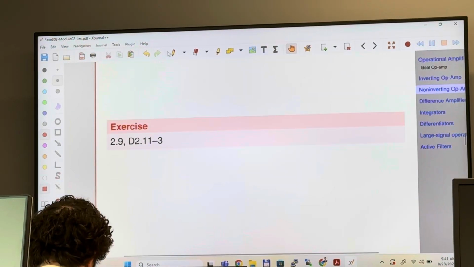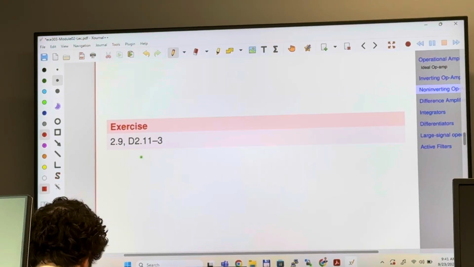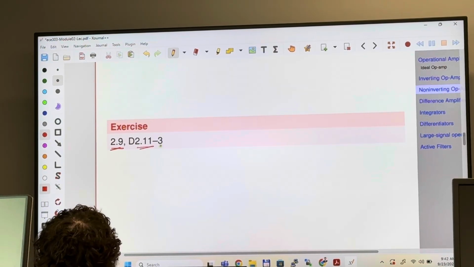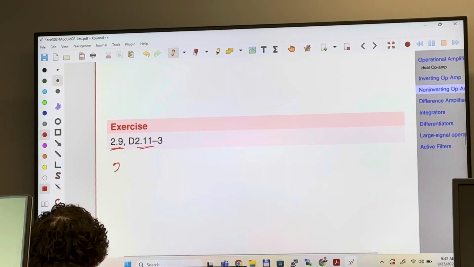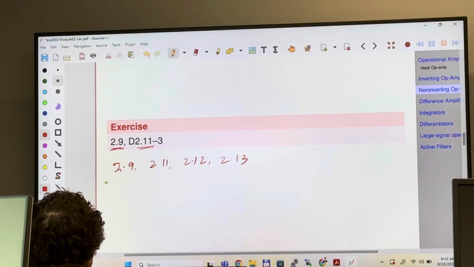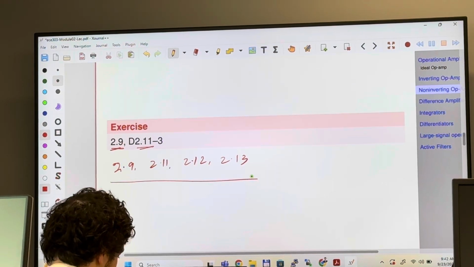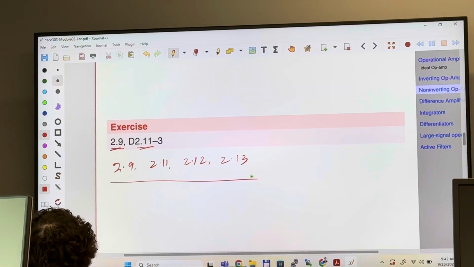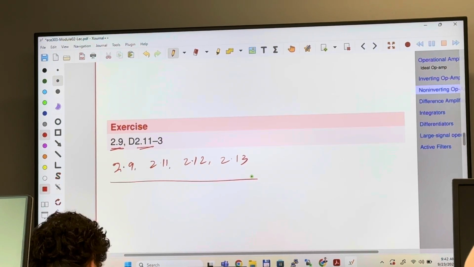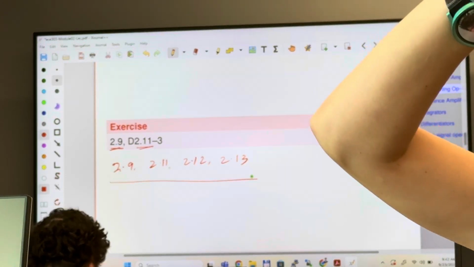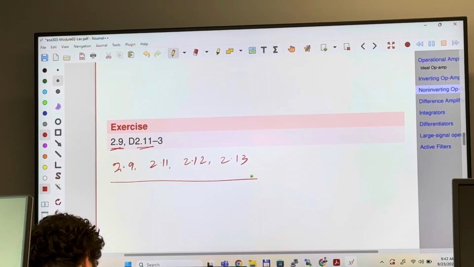Now, what you do, you include this exercise in your scribing report. Exercise 2.9, 2.11, 2.12, 2.13. Go through all these exercises. If you understand the theory here, the way I derived those exercises, the author has given the solution as well, the answer, okay? So it should be a piece of cake. So make sure you include this in your scribing.